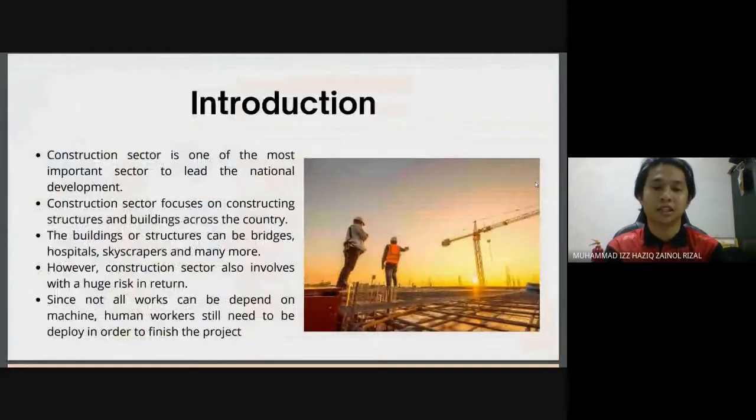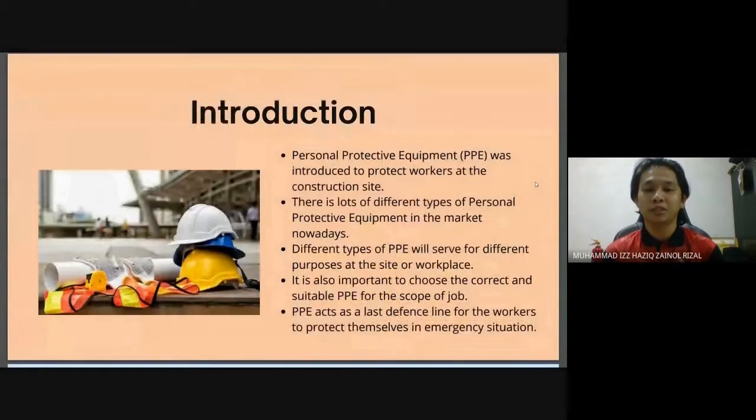Construction sector is one of the most important sectors to lead national development. Construction sector also focuses on constructing structures and buildings across the country, such as bridges, hospitals, skyscrapers, highways, and many more. However, construction sector also involves a huge risk. This is where personal protective equipment (PPE) was introduced.